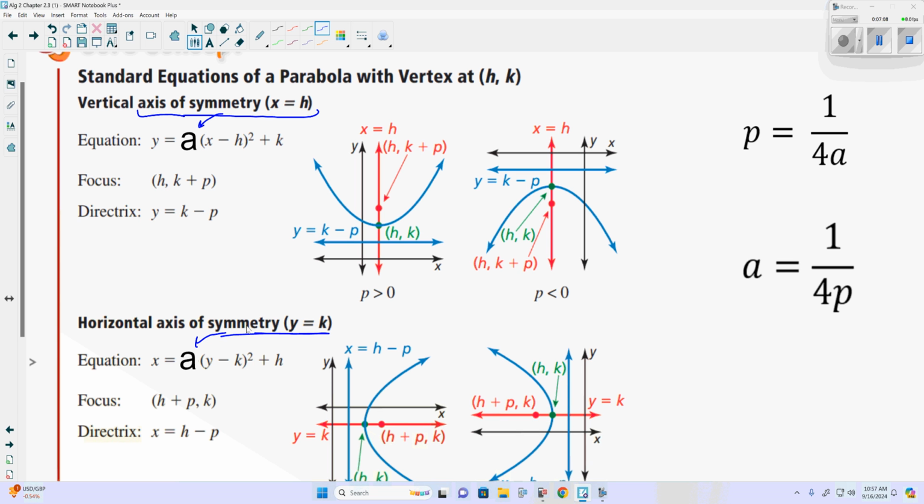And our a and p work together in a very nice way. A is equal to 1 over 4p, and p is equal to 1 over 4a. A is the number that we would get from the equation, the number in front of those parentheses. P is the value we're going to get from the general form.